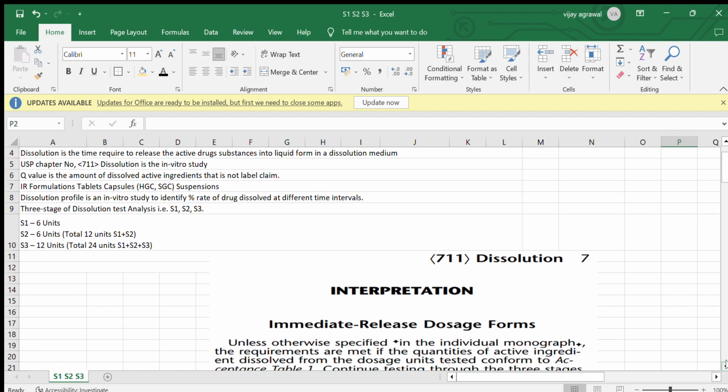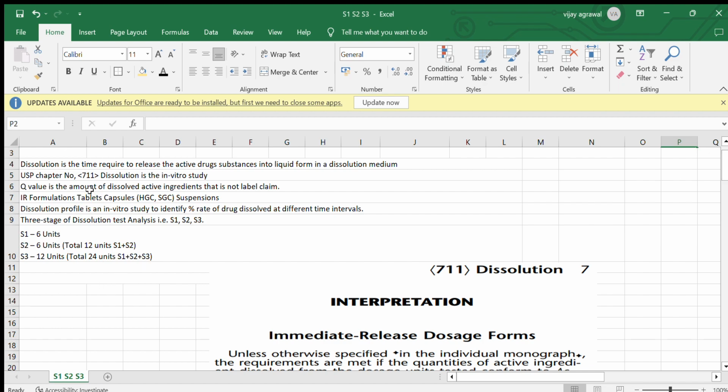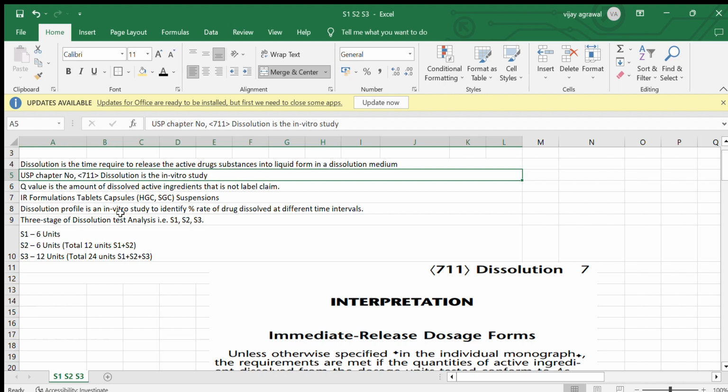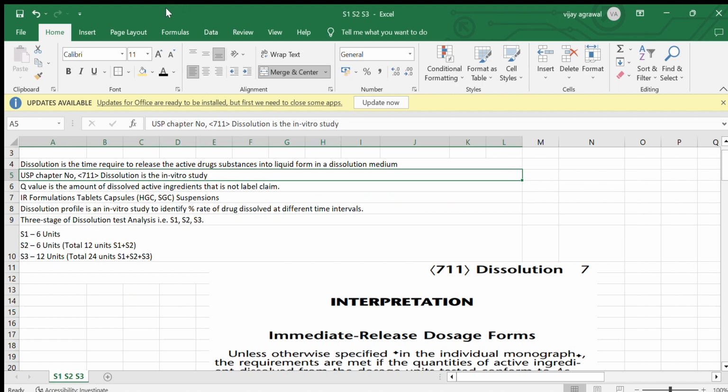See, the dissolution testing studies the time required to release the active drug substances into the dissolution medium, and USP General Chapter number 711 is there for the dissolution testing. See, dissolution testing is an in vitro study, that is outside the body, and in the dissolution testing the drug release rate is tested. Then what is Q value?